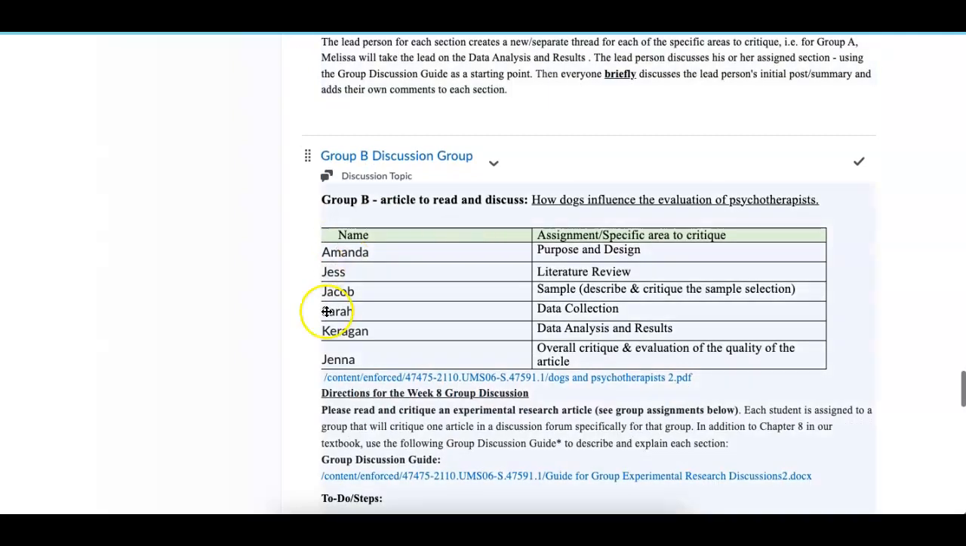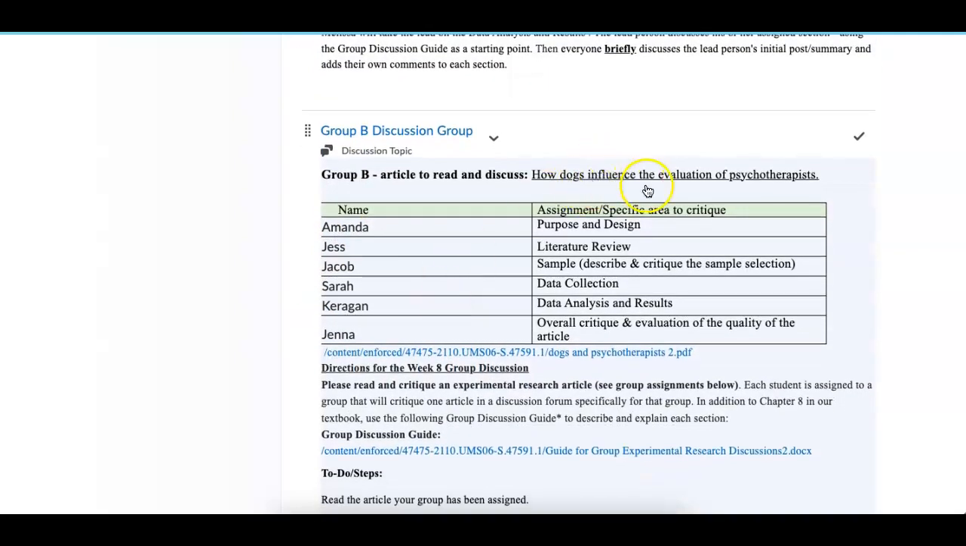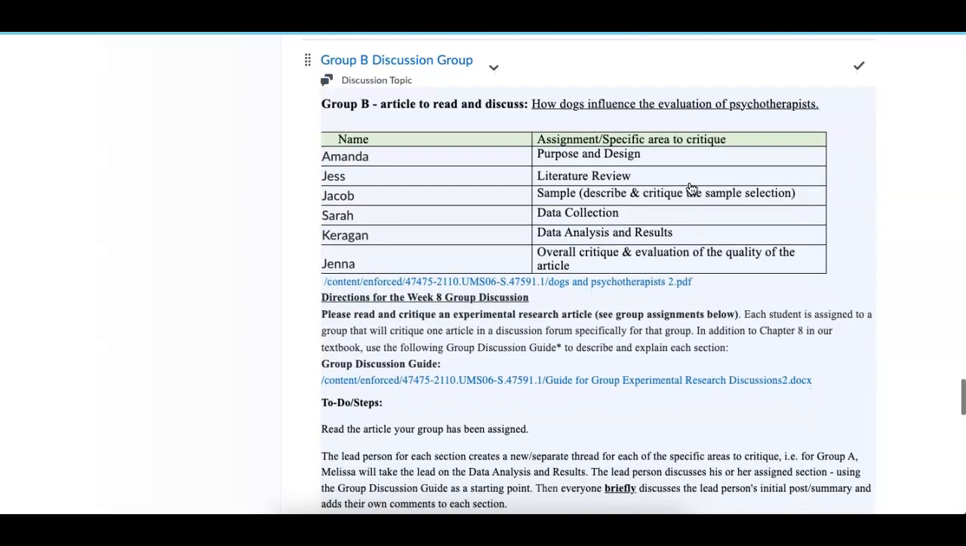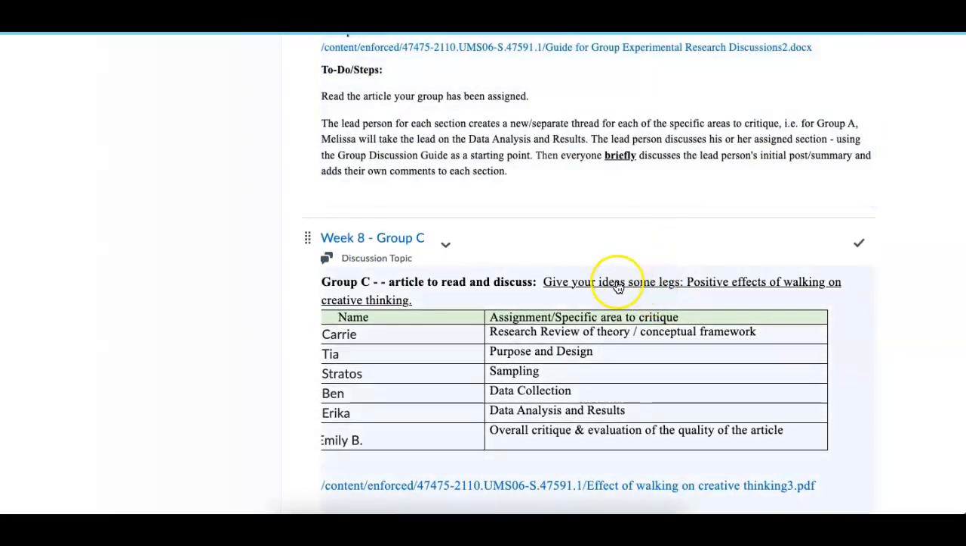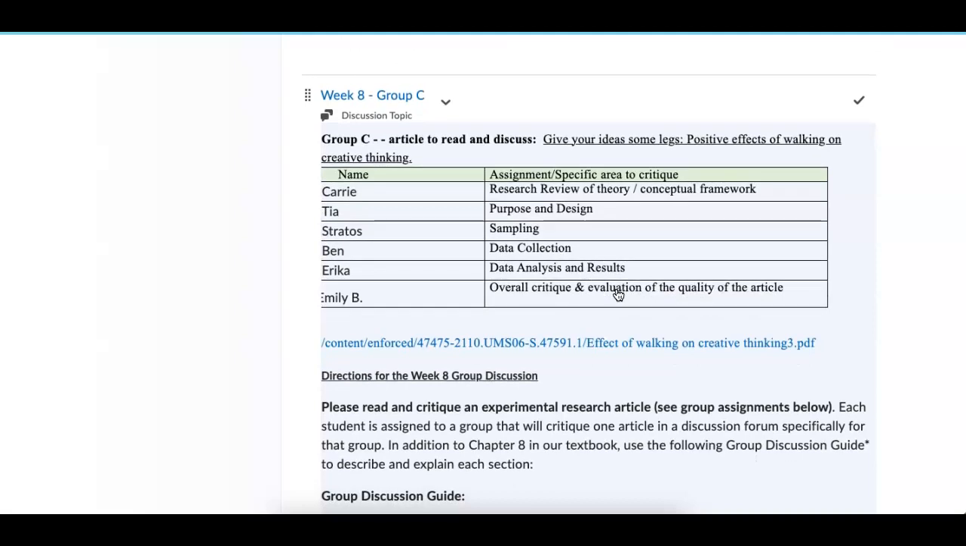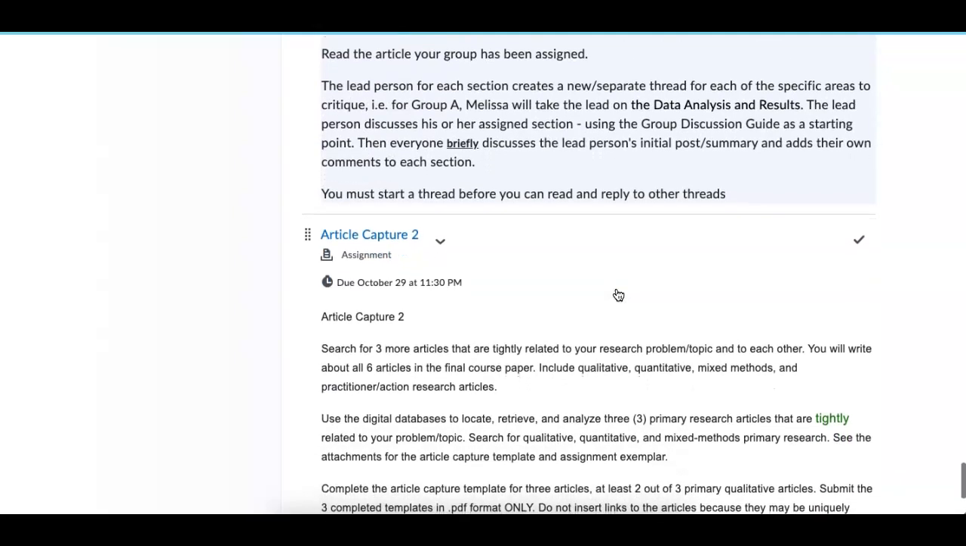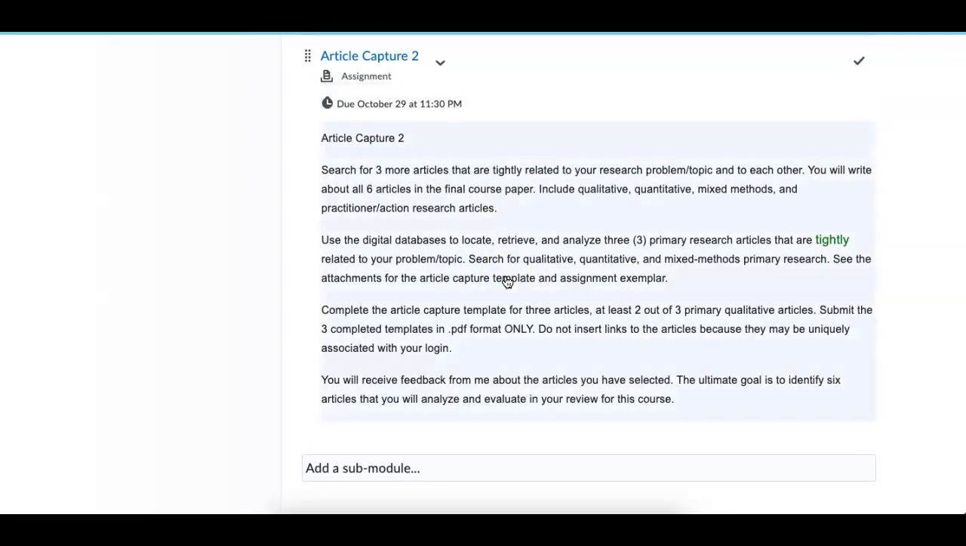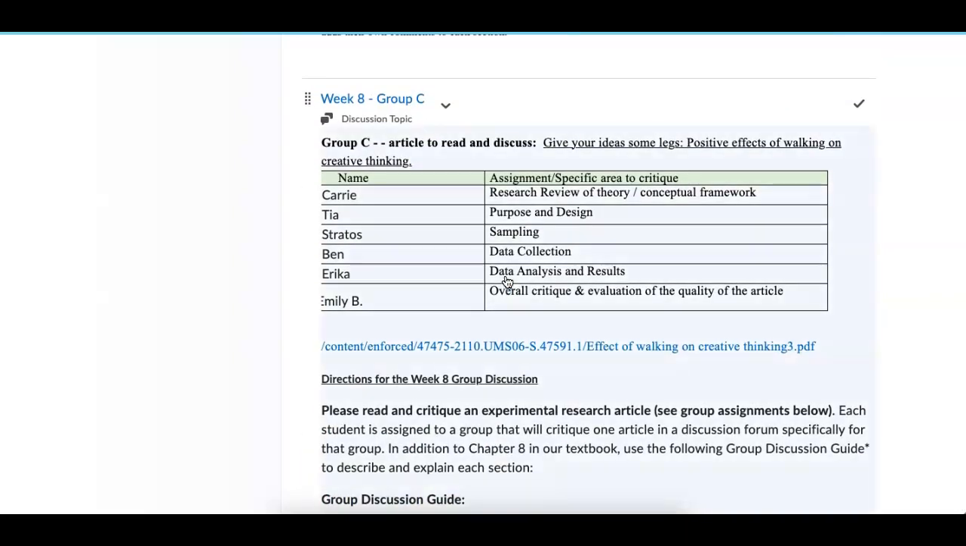There's the instructions. Here's Group B. You're reading how dogs influence. And then Group C, you're reading the same article as Group A. If you have any questions on that, please let me know. But once again, I can't stress enough, this is your opportunity to discuss as a group the article, each individual section, as you will be writing your own version of this paper in a critique coming up on November 12th.